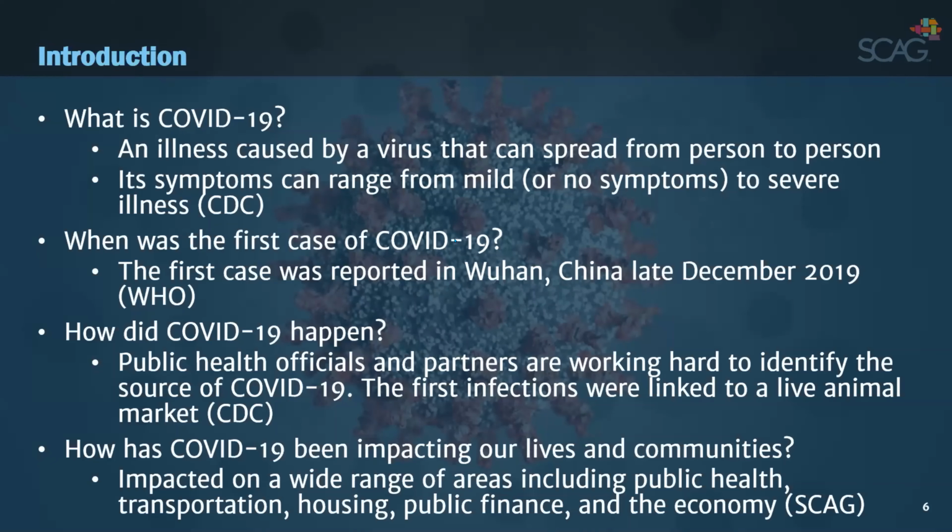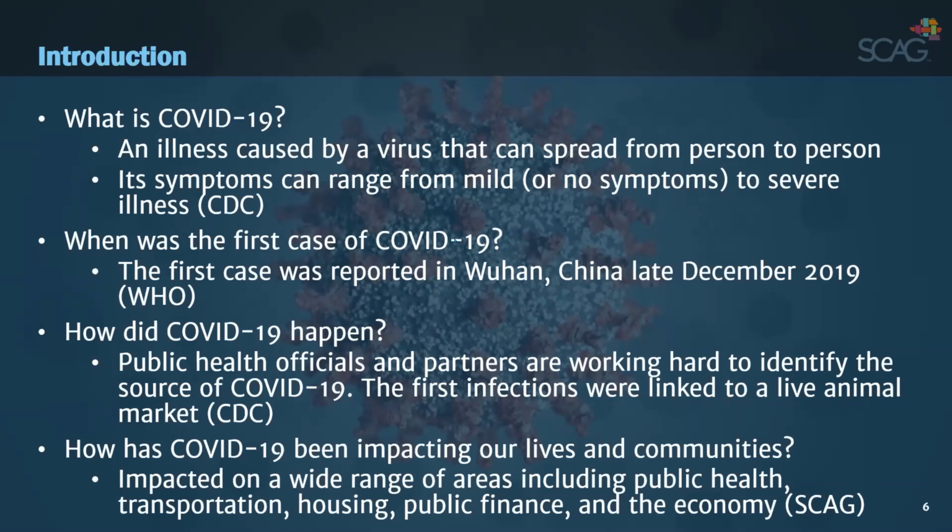And when was the first case of COVID-19? The first case was reported in Wuhan, China, in late December 2019. And how did this COVID-19 happen? Currently, we don't know the actual cause for this pandemic or virus yet, but the public health officials and partners are working hard to identify the source of the coronavirus. And the first infections were linked to a live animal market.